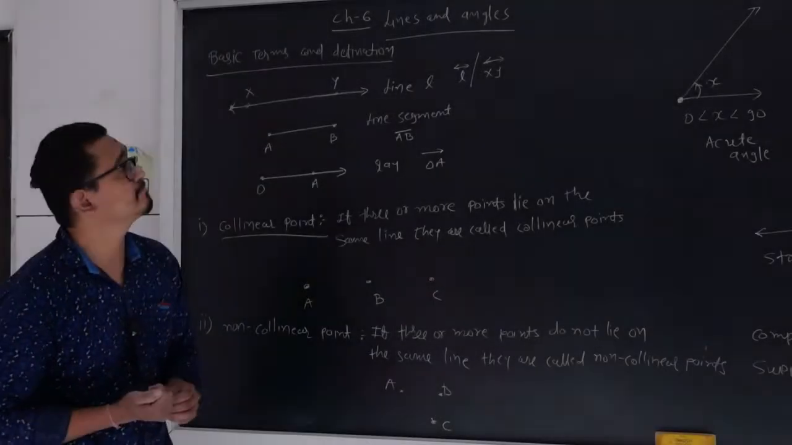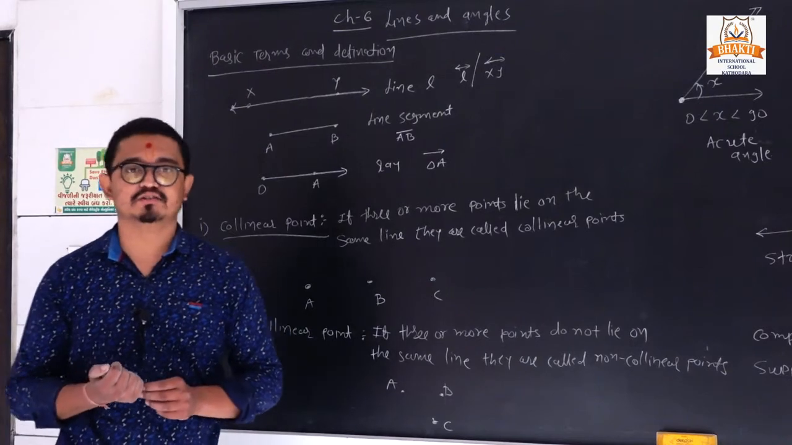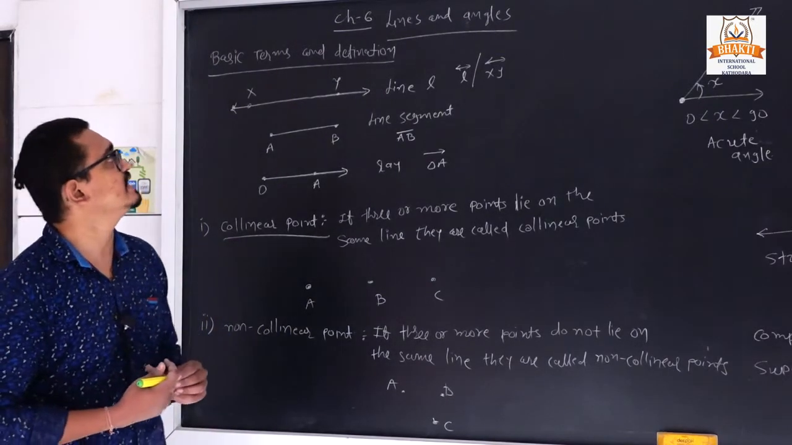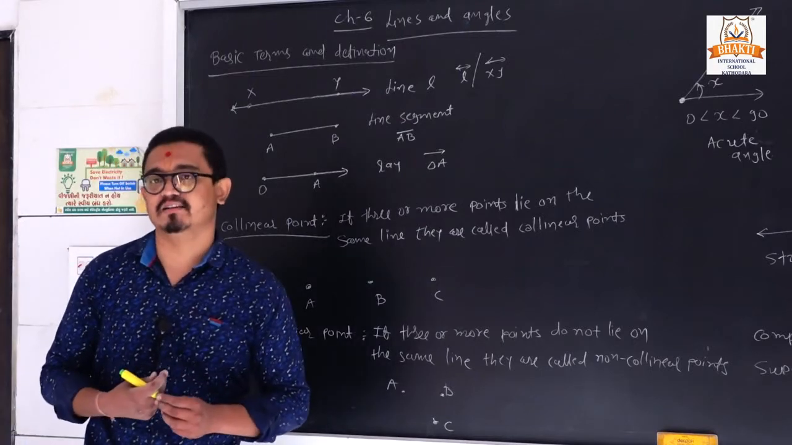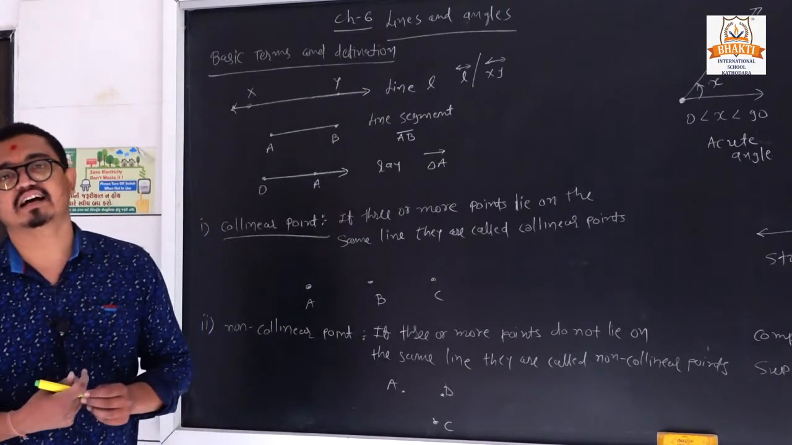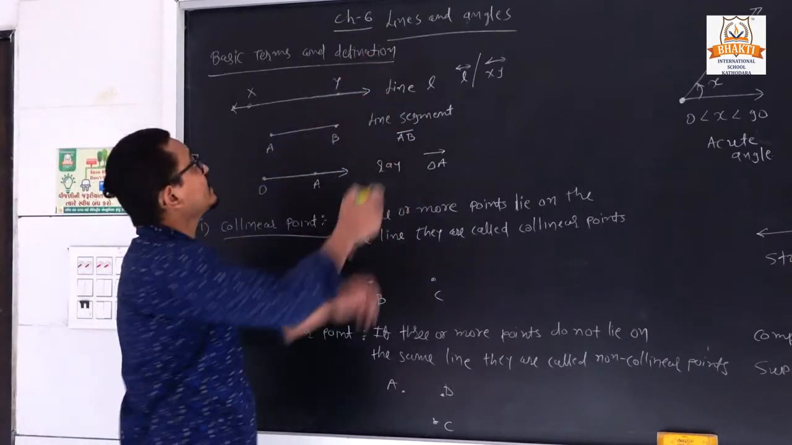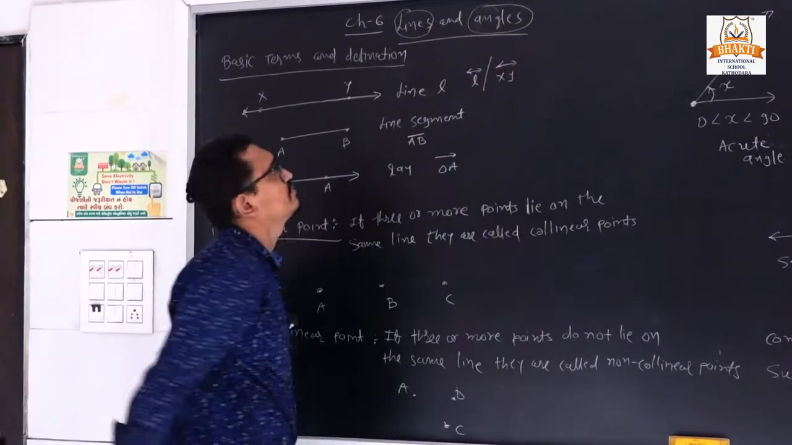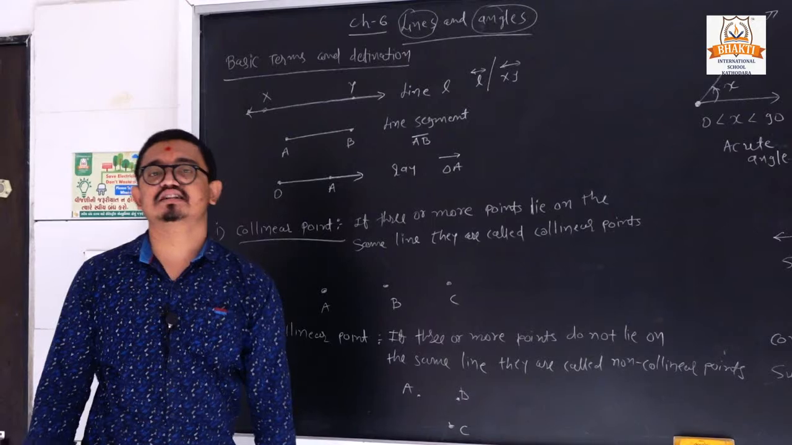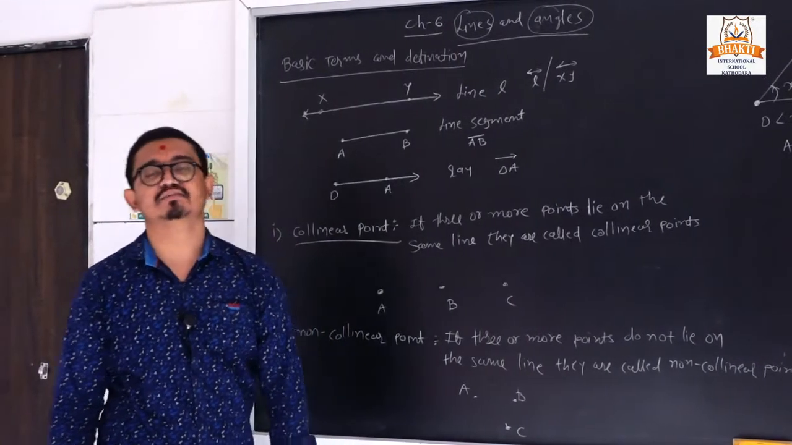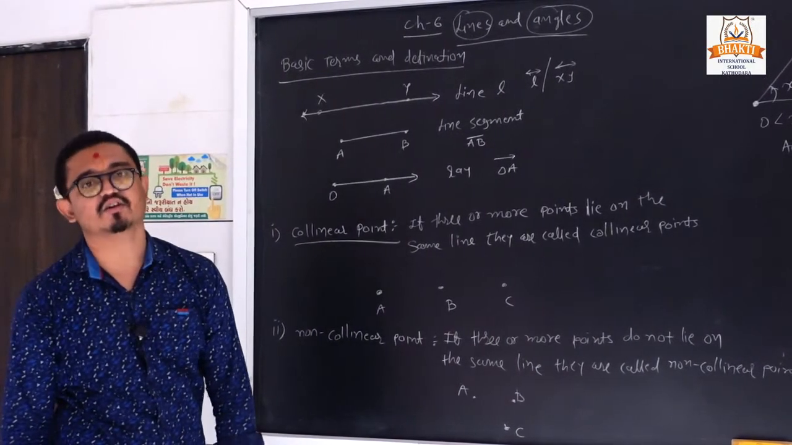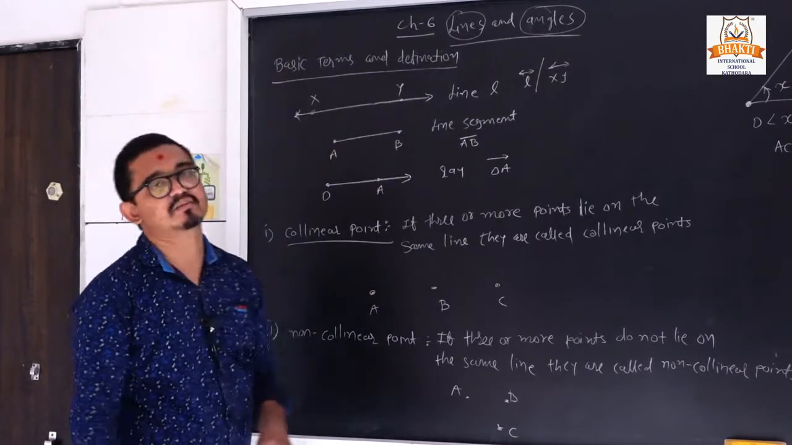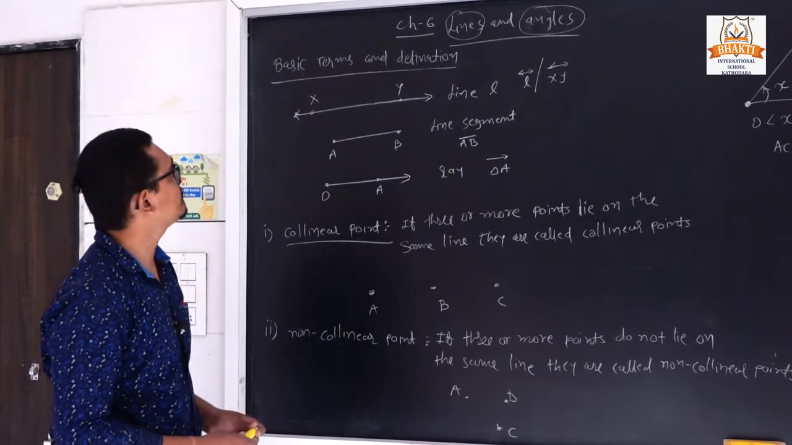Good morning, students. So now we are going to start our next chapter, chapter number 6 from class 9. It is Lines and Angles. You are familiar with the word line, and you are also familiar with the word angle. In the previous standard, we had the definition and the symbol of a line, line segment or a ray. So here, first of all, we can start with the basic terms and some definitions.